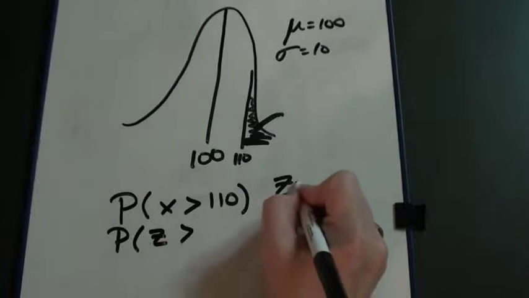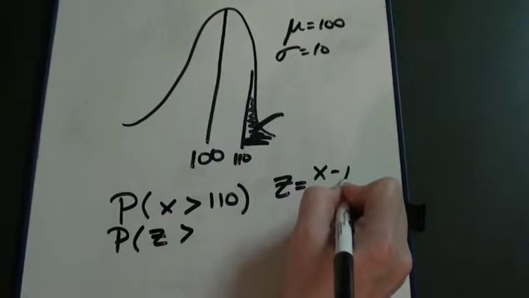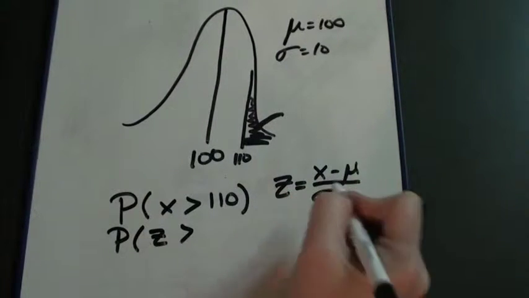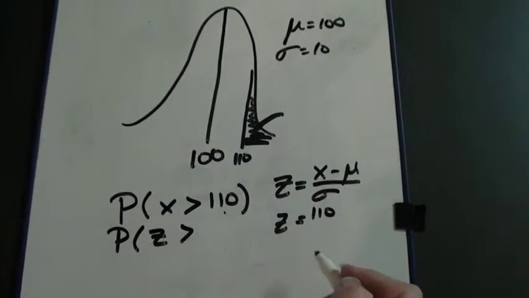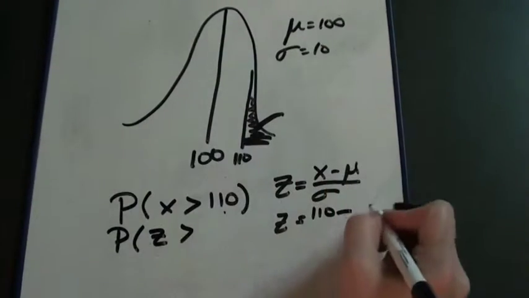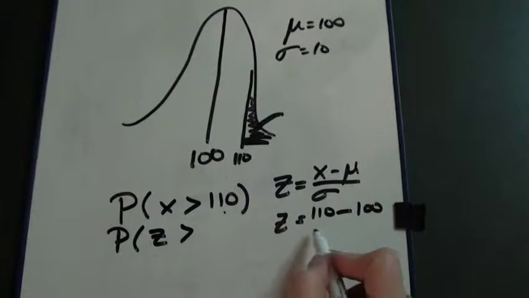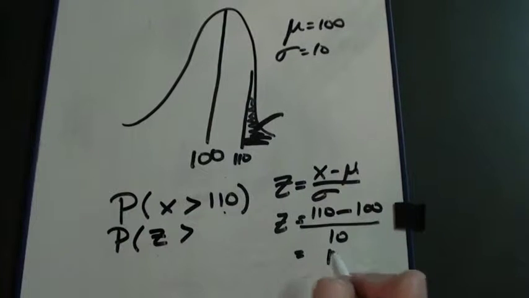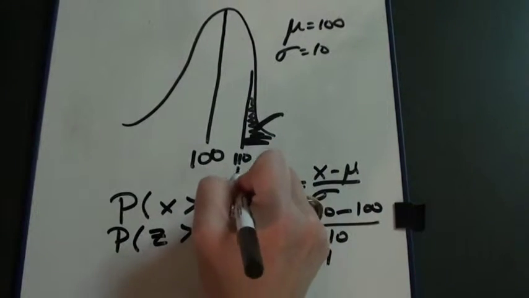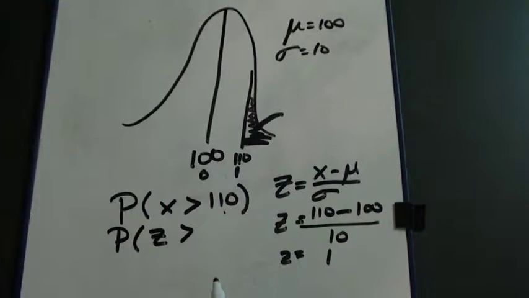So we want to convert this x into a z. The formula is, again, z equals x minus the mean, divided by the standard deviation. So x is 110, the number you want to convert, minus your mean, which is given in the problem, divided by your standard deviation. So the z value is 1. The mean has a z value of 0. And so this would be wanting to find the probability that z is greater than 1.